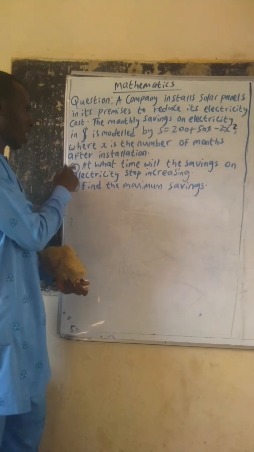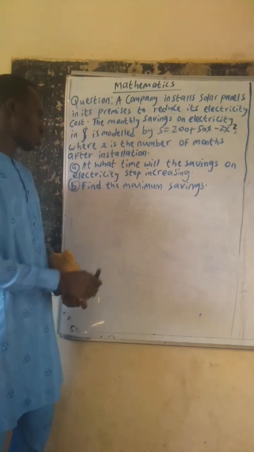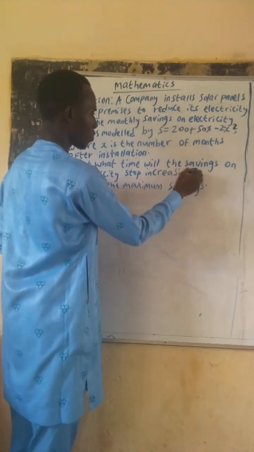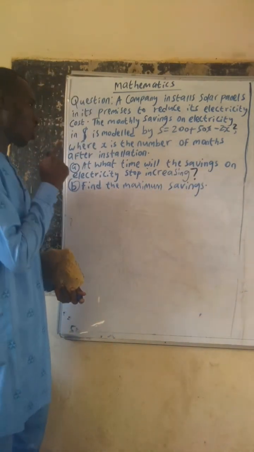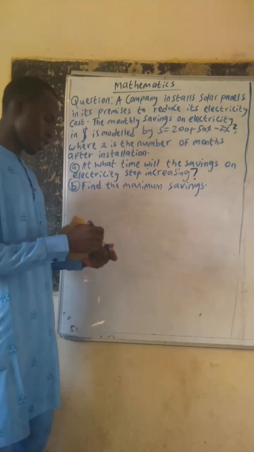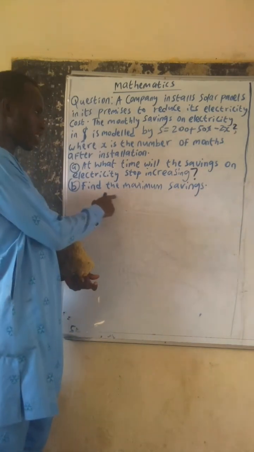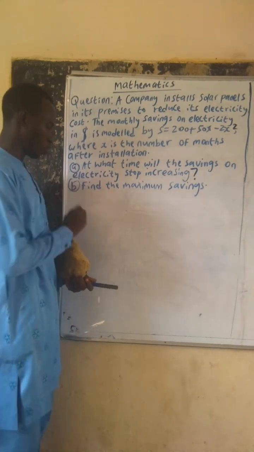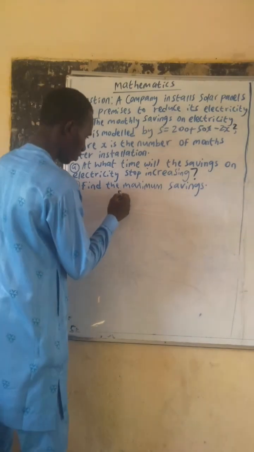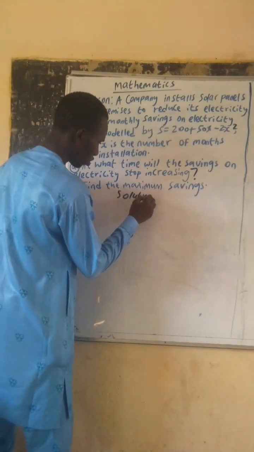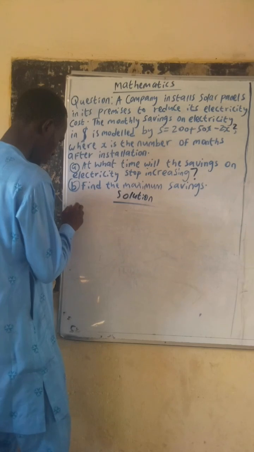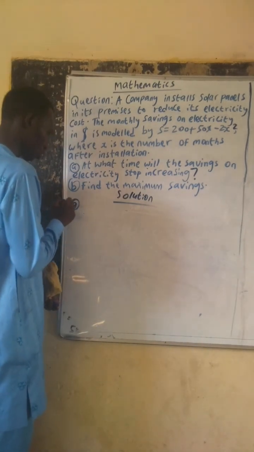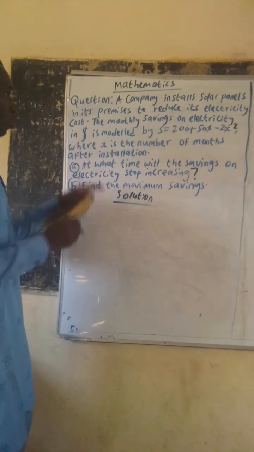Now, the first question says, at what time will the savings on electricity stop increasing? Secondly, it says find the maximum savings. So we are going to solve A and solve B as well. Now let's start solving A.